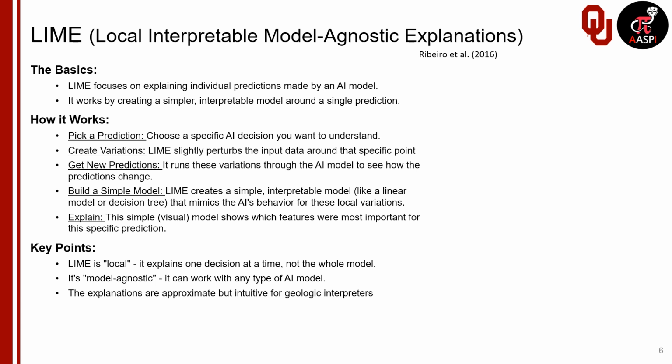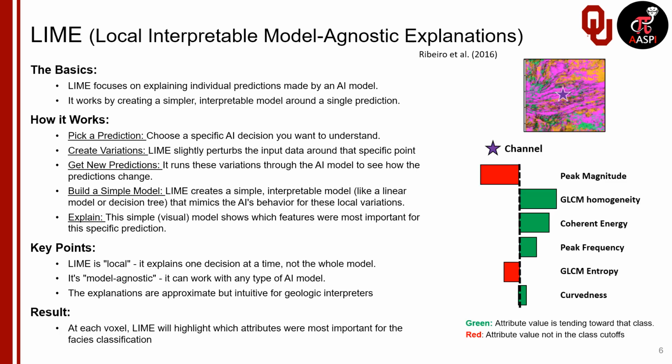And it can work with a lot of different AI models. It's model agnostic. These explanations can be very intuitive for geologic interpreters. In this case, I'm showing on the right-hand side at this purple star, where we're in a channel, that the peak magnitude of our attribute is tending it towards not being a channel, while those marked green, like GLCM homogeneity, coherent energy, and peak frequency, the values it's seeing at that local point are tending it towards being in that class of a channel facies.